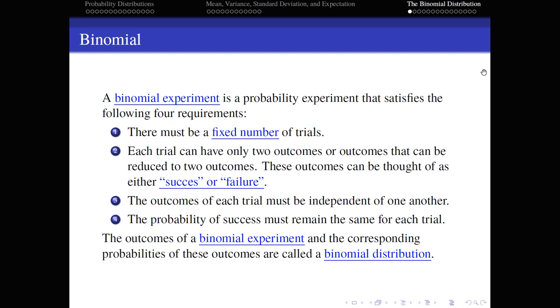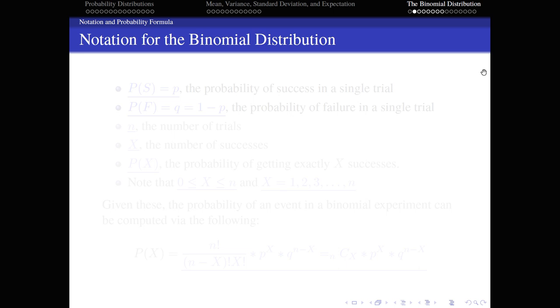The outcomes of the binomial experiments are called the binomial distribution. So that's how these experiments are distributed. Note that this is a very, very special case of the discrete probability distribution, and we'll discuss why we have a section on it later.